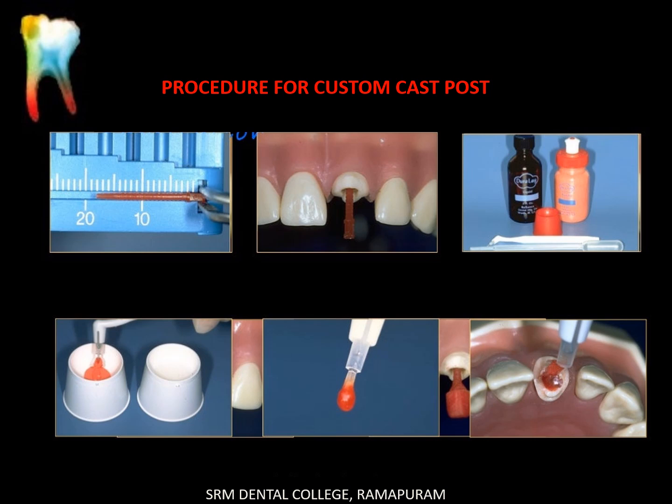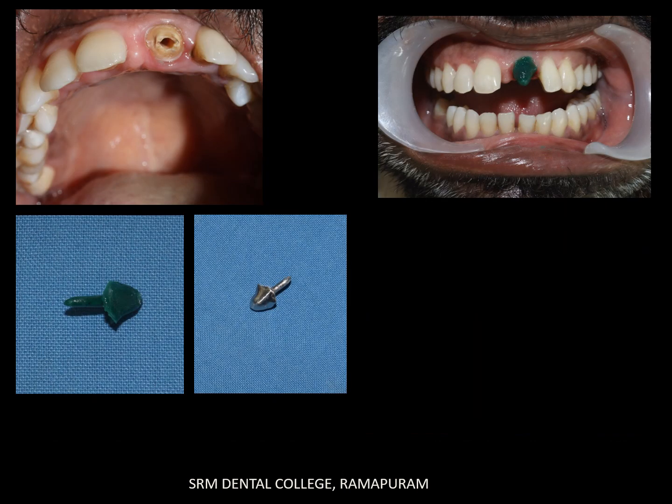Procedure for custom cast post. Determine the length of the post, place it inside the patient's mouth, and do a wax pattern technique. In this picture, it is done using inlay wax, and the entire pattern is removed and fabricated.